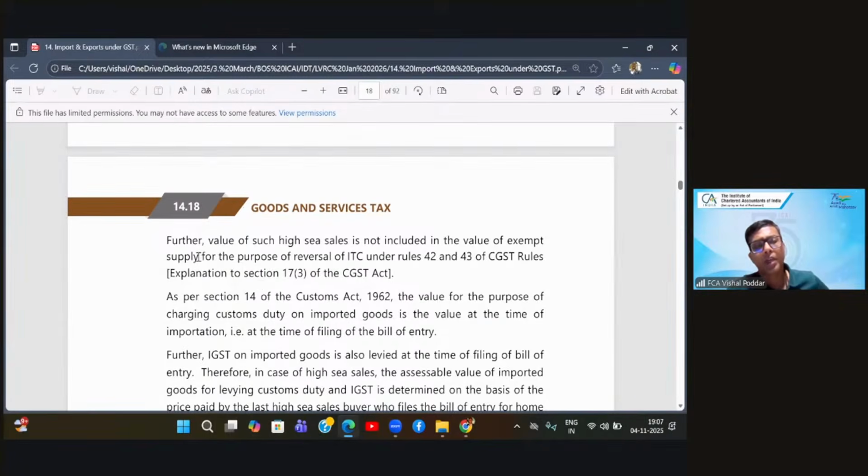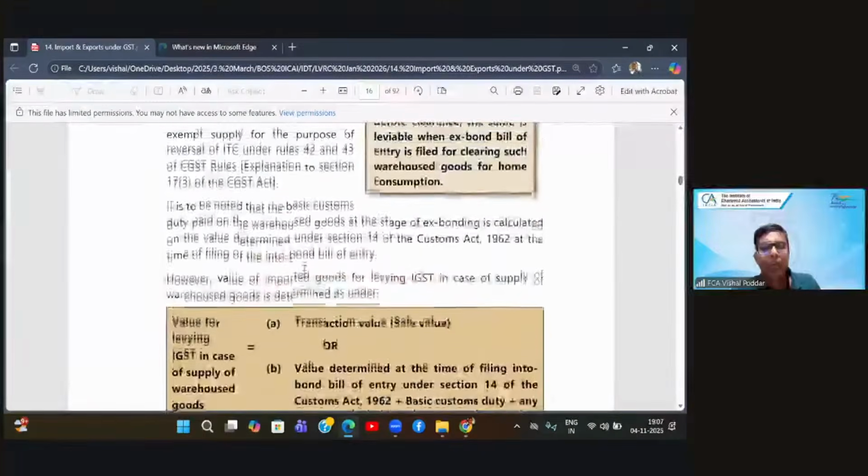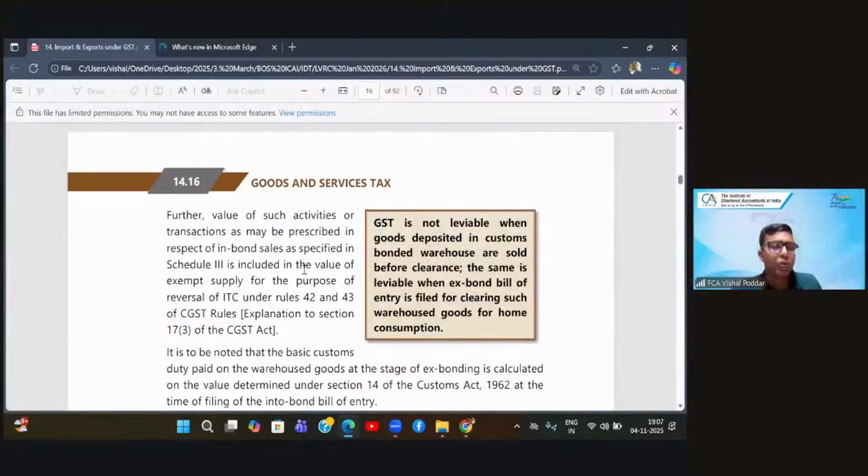So for this, the answer is value of high seas sales is not to be included, important, not to be included in the value of exempt supply for the purpose of reversal under Rule 42 and 43. So high seas sales have been excluded while doing the reversal. However, if we talk about warehouse goods which are sold, interestingly, what is given? Value of such activities or transactions as may be prescribed in respect of in-bond sales as specified in Schedule 3 is included in the value of exempt supply for the purpose of reversal under Rule 42 and 43. So this is an interesting point.